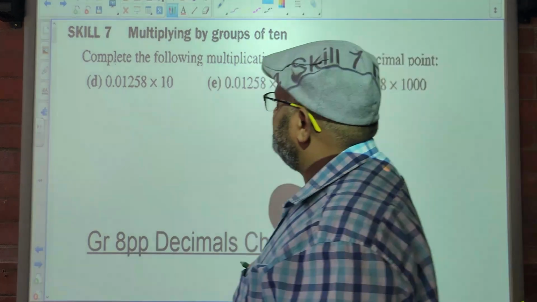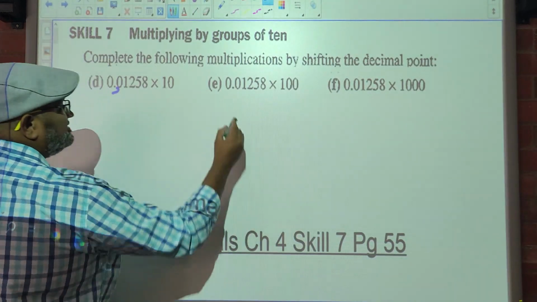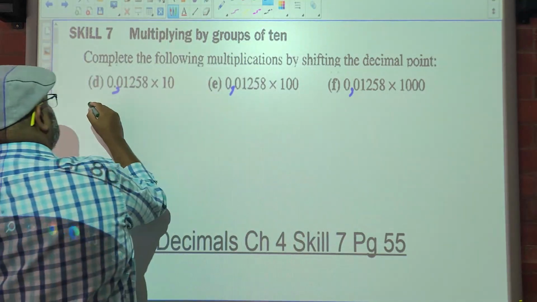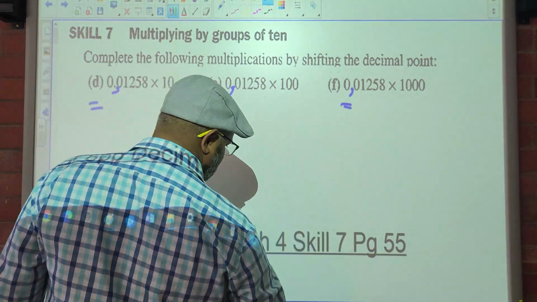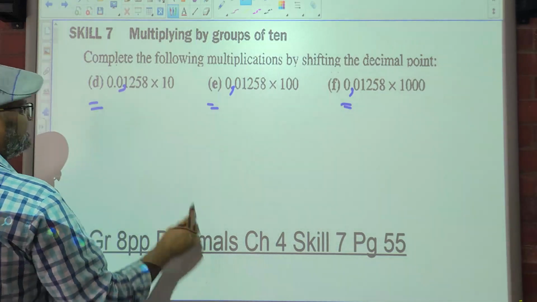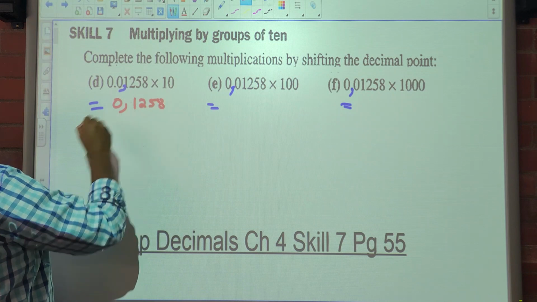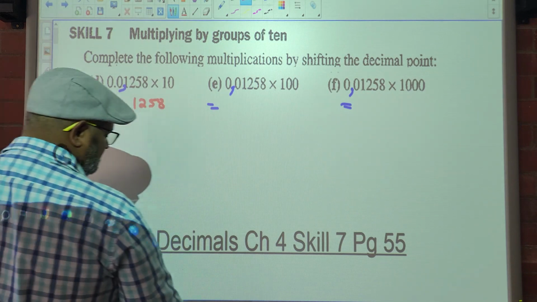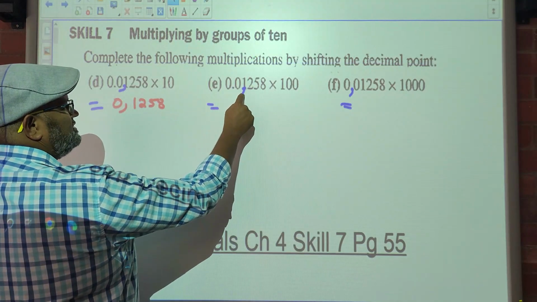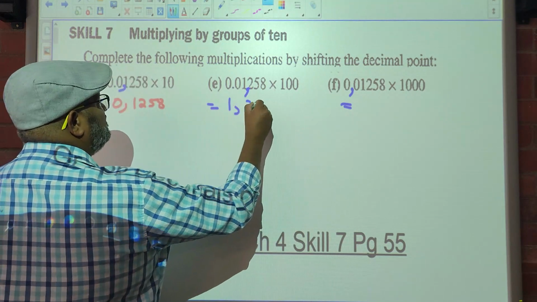Right, so again, how many digits are going to move this comma by? 1. Let's go with the first one. So it's going to move 1 over, not so. So this is going to be 0 comma 1, 2, 5, 8. Not so. In this case, how many units are going to move the comma? 2. There's 1, 2. This answer is 1 comma 258.